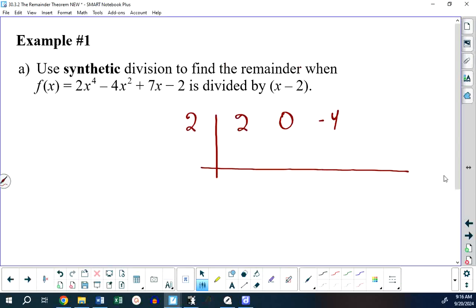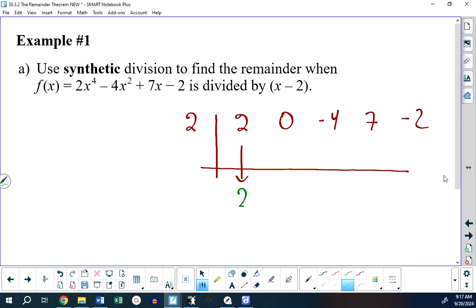Negative 4x squared, 7x, and negative 2. So you will pick up on this pattern. If you have a degree 4 polynomial, you will have 5 numbers in here, because you have to have a number for degree 4, 3, 2, 1, and 0. Take a second and double check to make sure you write everything down correctly, which is what I'm doing right now, and it looks okay. Bring down your leading coefficient. Multiply and add, multiply and add, multiply, until you've hit the end of the road.